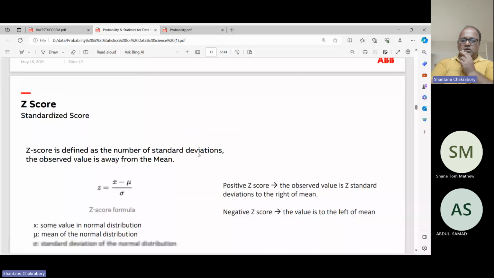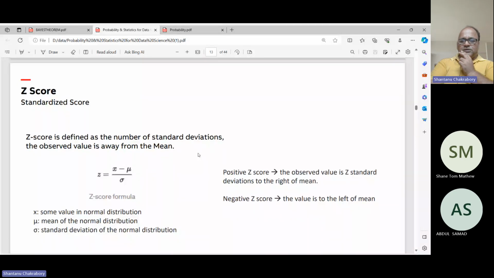Then the z-score defines the number of standard deviations from the expected value that we can see. So a positive z-score means the observed value is to the right of the mean. A negative z-score means the value is to the left of the mean. So this is the formula for how we calculate the z-score.